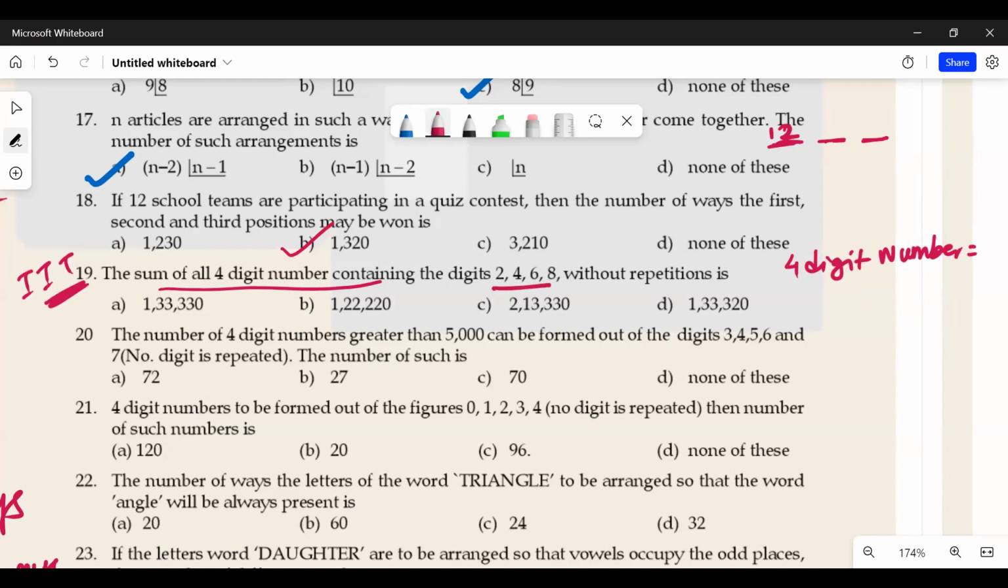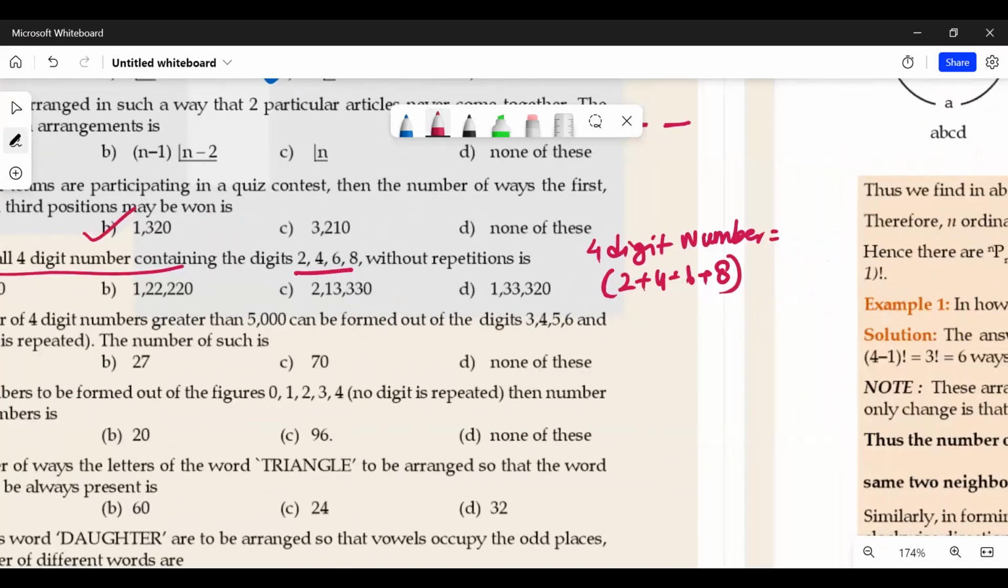So what you do is take the sum of digits: 2 plus 4 plus 6 plus 8. This is the shortcut formula I'm telling you. Then you want a 4-digit number, so write 4 times 1, and since you want a 4-digit number, 4 minus 1 factorial. This is the shortcut formula: 20 into, you want a 4-digit number, write 4 times 1. Do the sum of digits into 4 times 1 into 4 minus 1 factorial. This is the shortcut formula.